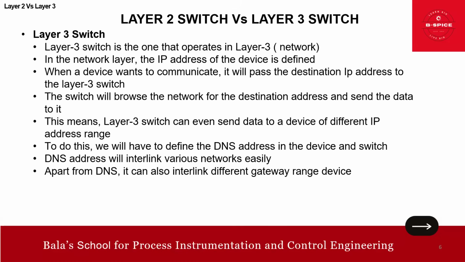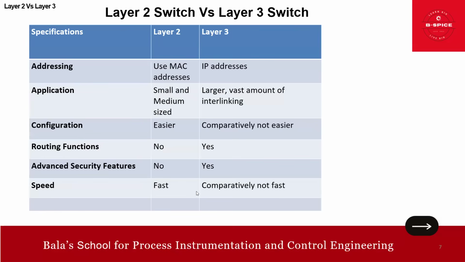Maybe I'll add a bit on. I think I covered everything, no issues. Then now we go to the actual aspect of this video. So I've taken some criteria, like addressing. Layer 2 uses MAC address, layer 3 IP address. Application, of course: layer 2 for small and medium size, layer 3 for large, vast amounts of interlinking.